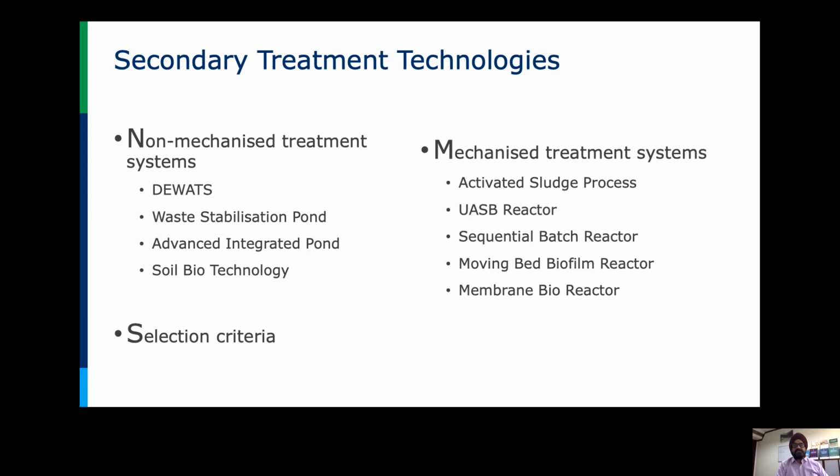So when we talk of secondary treatment systems, let's categorize the typologies of the treatment system. One can be mechanized and one can be a non-mechanized treatment system. DEWATS, the focus today, is more on the non-mechanized systems, whereas the mechanized systems are usually followed in either sewage treatment plants, which deal in large volumes, or in the packaged small decentralized treatment systems. So what is the selection criteria by which you decide?